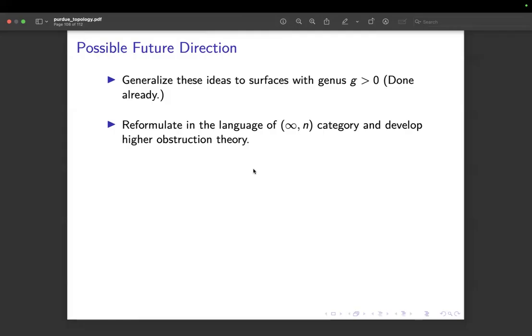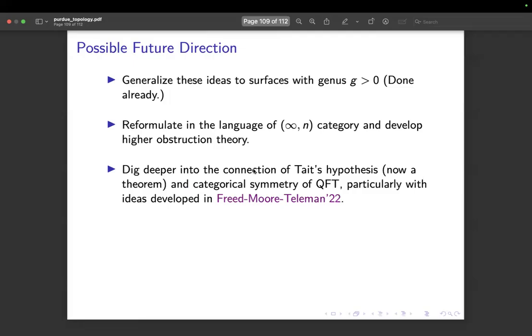The reason I pointed it out is that the category has the property that if you have any graph and a coloring, then it has a representative in it. Now, this kind of thing should remind you of universal bundles. And that's why I'm asking, can we talk about higher obstruction theory? And then dig deeper into the connection with Tait's hypothesis. Now, here is something interesting.